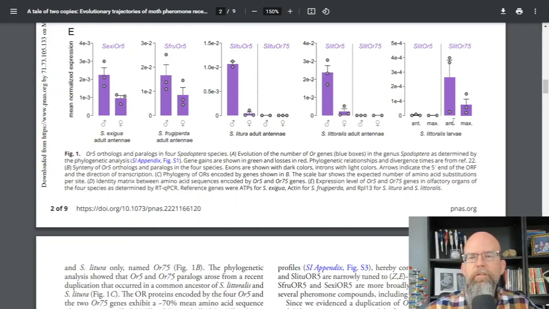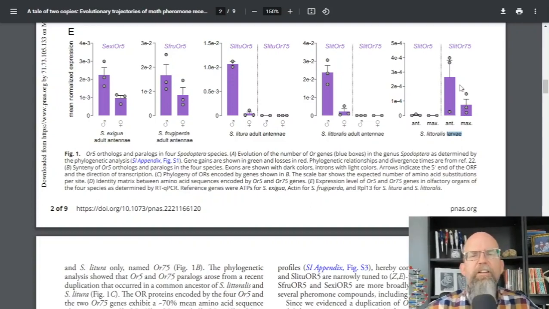But where are they expressing them? And what we see is that in littoralis, olfactory receptor number 75 suddenly is doing something. It's being expressed in the antenna. Whereas olfactory receptor number 5, not been turned on yet. Not necessary, right? But something about in the life history, in the larva, it's not receiving that particular hormone. Doesn't need to. And olfactory receptor number 75 is doing something at that point.